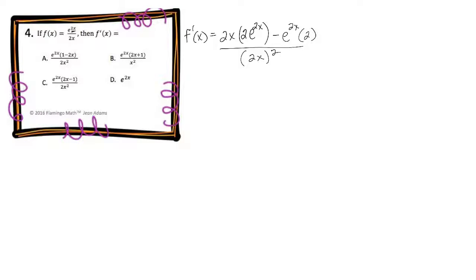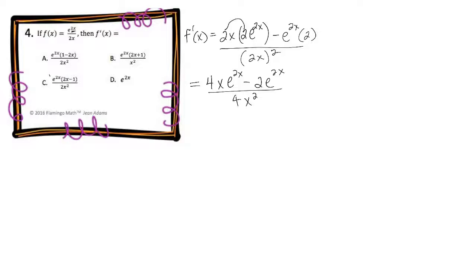Okay, and so let's see, what else can we do with this? Looks like we've got some simplifying. I'm looking over at my answer choices, and so it looks like I've got another step or two in our simplifying. Now this 2 here and this 2 here, that's going to be 4x e to the 2x minus 2e to the 2x, and that's all over 4x squared. Now be careful, because a lot of times people want to cancel the 4's, and you can't do that.